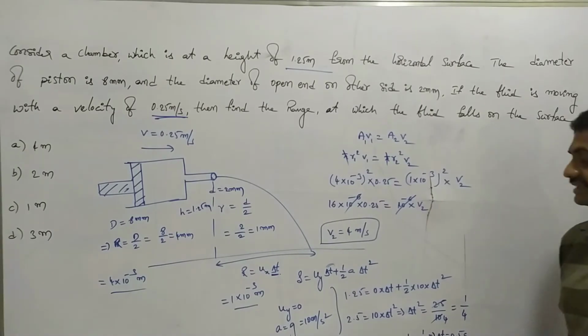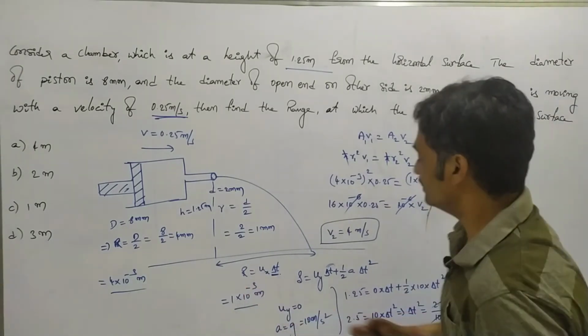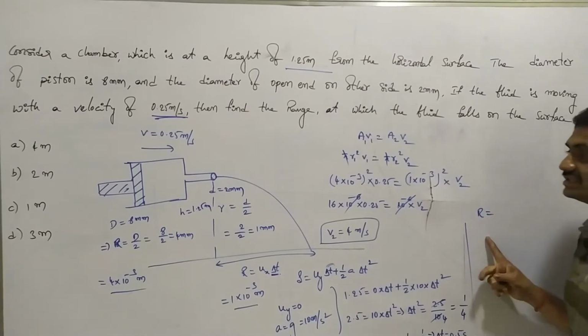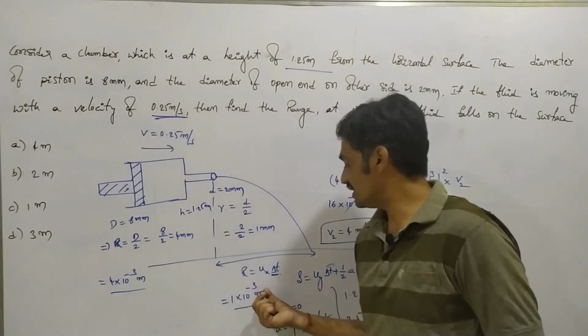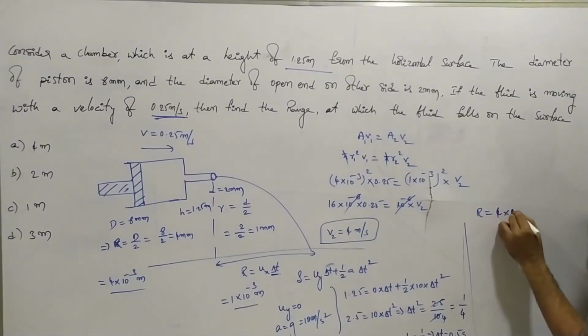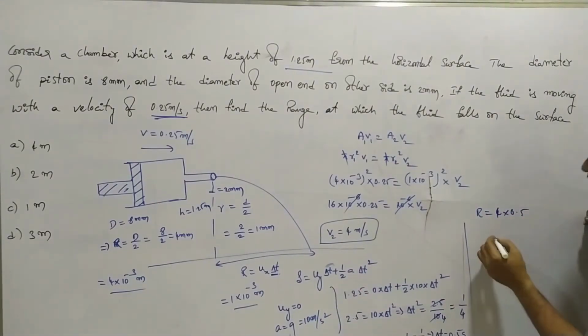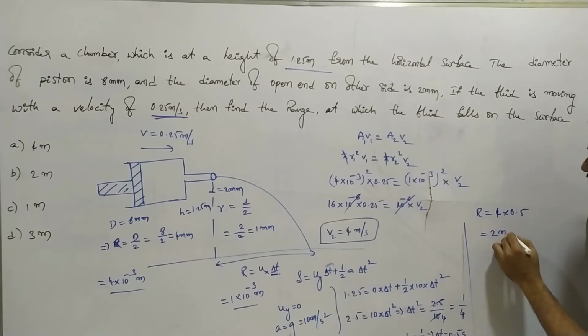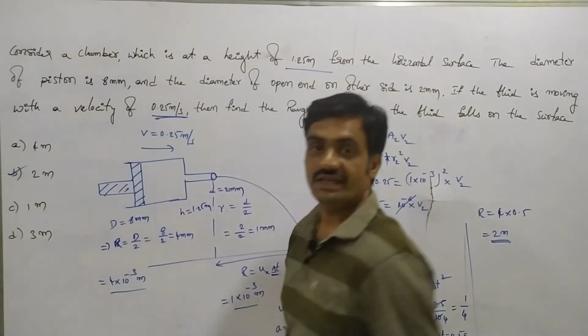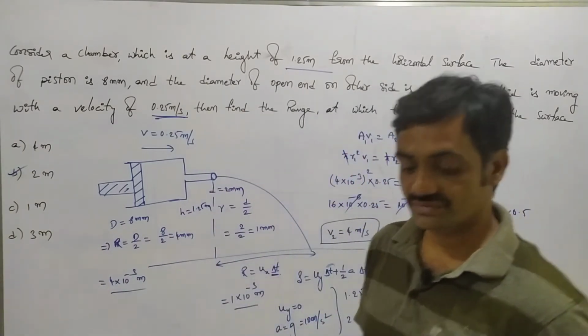Now we have represented time. As we substitute the values in the range expression, R equals horizontal velocity, nothing but 4 meter per second, into 0.5. 4 into 0.5 is nothing but 2 meters. So option is B. Take a screenshot. We will continue.